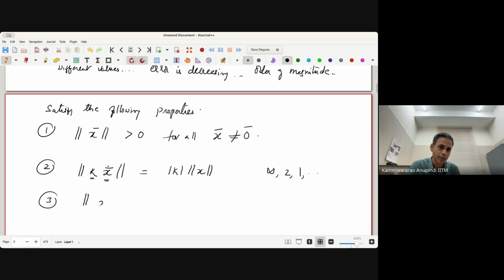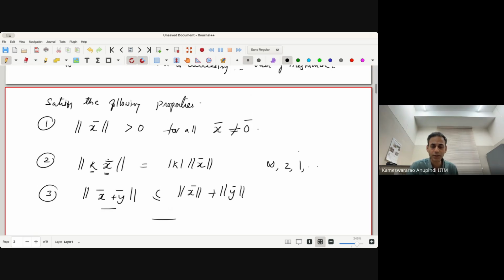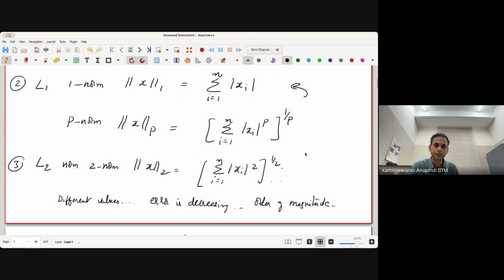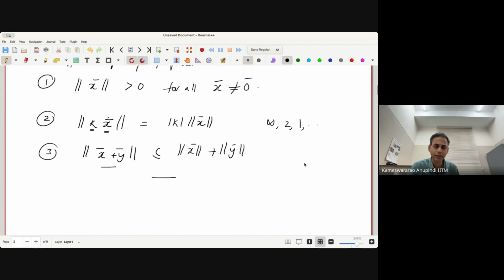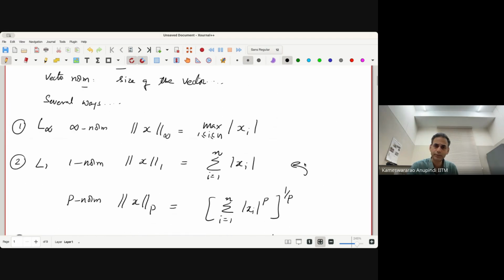Okay. Similarly, the norm of the sum of the vectors is less than or equal to the sum of the norms of the vectors. That means the norm of x plus y is less than or equal to the norm of x plus the norm of y. These are all vectors, so I'm going to put x bar, y bar, and so on. So these are the conditions which the vector norms should satisfy, the existing norms as well as any future norms that you wish to define. Now, with this, given a vector, we can easily calculate the 1 norm, 2 norm, and so on. Okay. Questions on this so far?